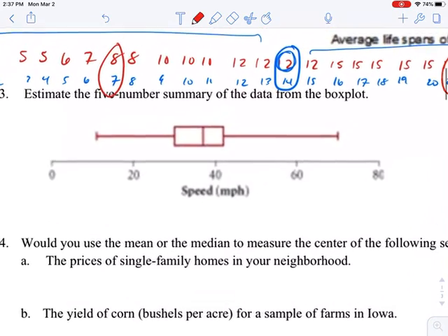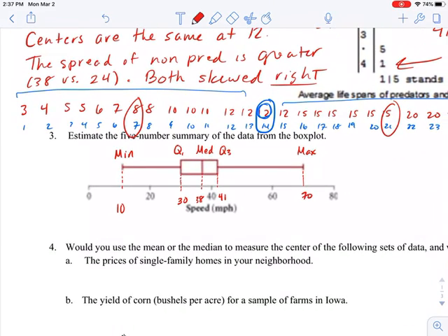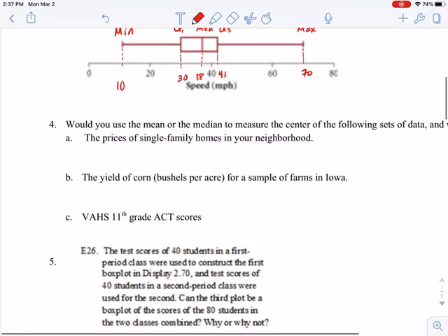Okay, let's keep going. Estimate the 5-number summary from this box plot. The 5-number summary is the minimum, the first quartile, the median, the third quartile, and the maximum. So I'm just going to estimate this right off of the number line. The minimum is about 10. The first quartile looks like it's about 30. The median is about 38. The third quartile is about 41. And the maximum is about 70. And that's what a box plot tells us, that 5-number summary.